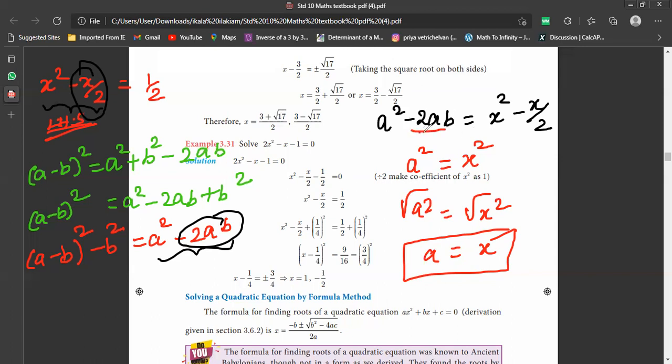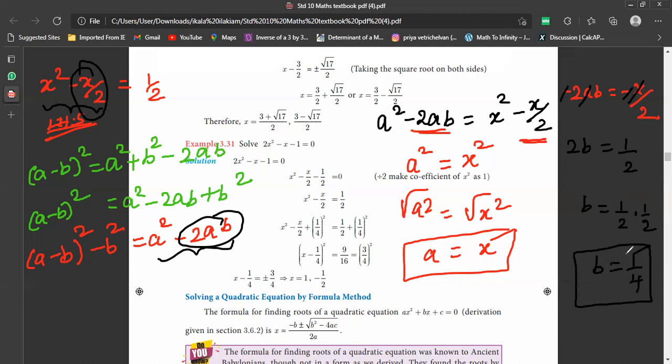And I'm going to compare this negative 2ab with negative x by 2. So negative 2ab is equal to negative x by 2. So cancel the minus and minus, and you know a is x. So 2b is equal to 1 by 2. So b is equal to 1 by 2 into 1 by 2. I'm taking this 2 to the other side. It will become 1 by 2 into 1 by 2, which is nothing but 1 by 4. Do you understand this? Okay.